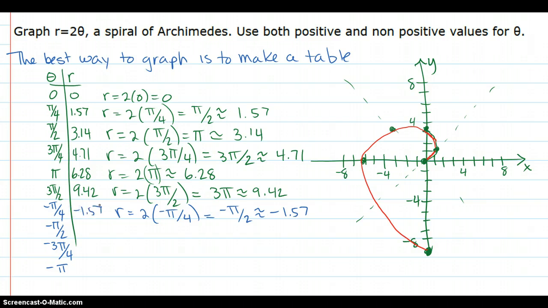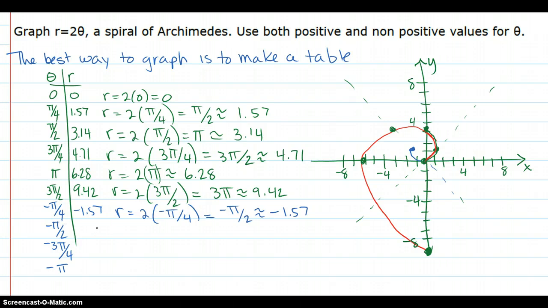What does a negative look like? Well, negative pi over 4 as an angle is down here. Let's use a different color here. So here's negative pi over 4. And a positive 1 point something would be right here. But now we're going to be doing a negative 1, so it's actually here. So it starts at 0 and it goes this way.